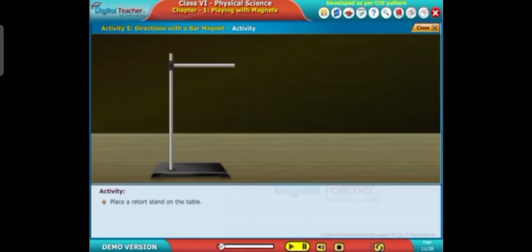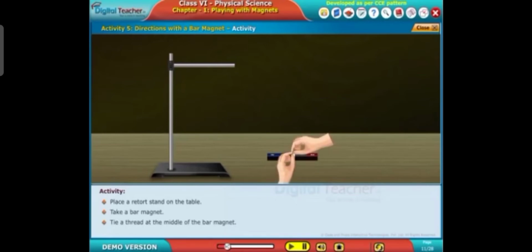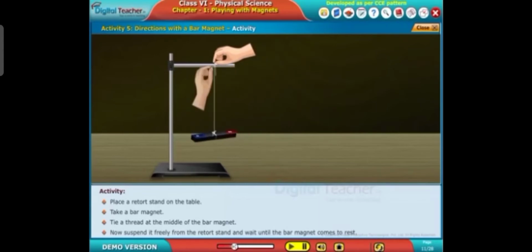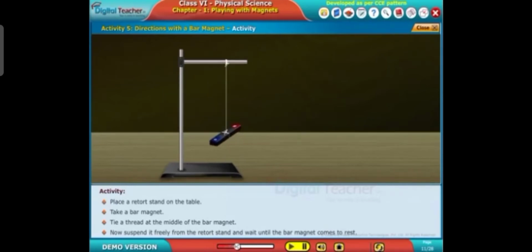So now we have said that there is a pole. And now we can do an activity to find out the direction of the magnet. First of all, we want to take a stand, and then we want to take a magnet and tie the thread at the middle of the bar magnet. We are going to suspend the bar magnet from the stand.